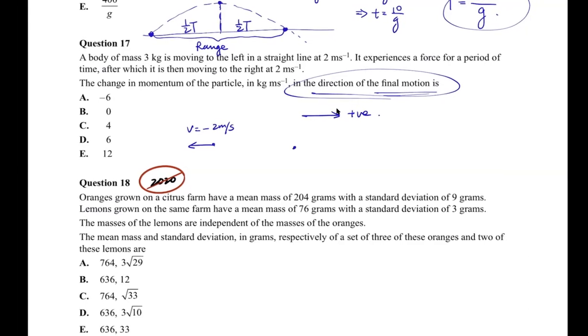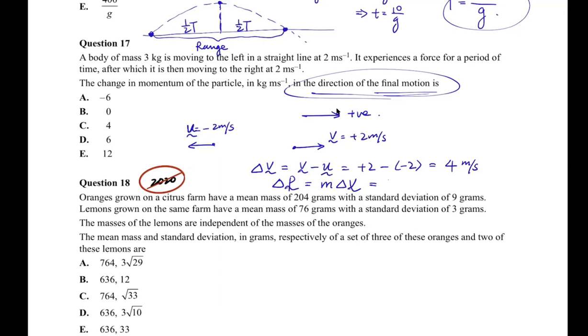After some period of time, let's say this one is u, the initial velocity. The final velocity is plus 2 meters per second. So the change in velocity will be v minus u, which is plus 2 minus minus 2. And it will give you 4 meters per second, okay? So the change in momentum will be mass times delta v, which is 3 times 4, and it will give you 12 kilogram meters per second. So the answer is E, okay?